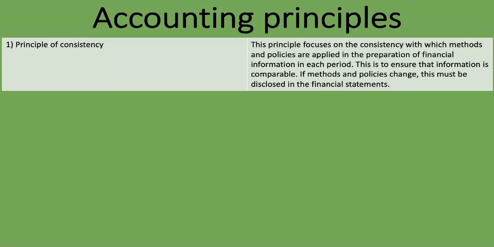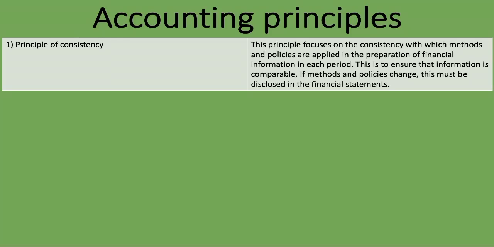If we're going to look at a set of financial information for a specific company over a few periods, maybe 2 years, we should be confident that this information was prepared in a consistent manner from one period to another. And as it says here, if methods and policies change, this must be disclosed in the financial statements so that users are able to take that into account when they are analyzing the financial statements.